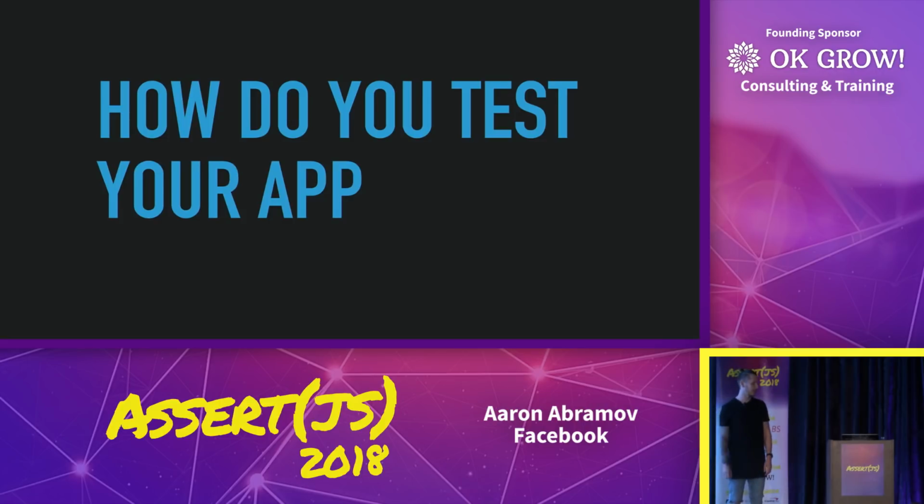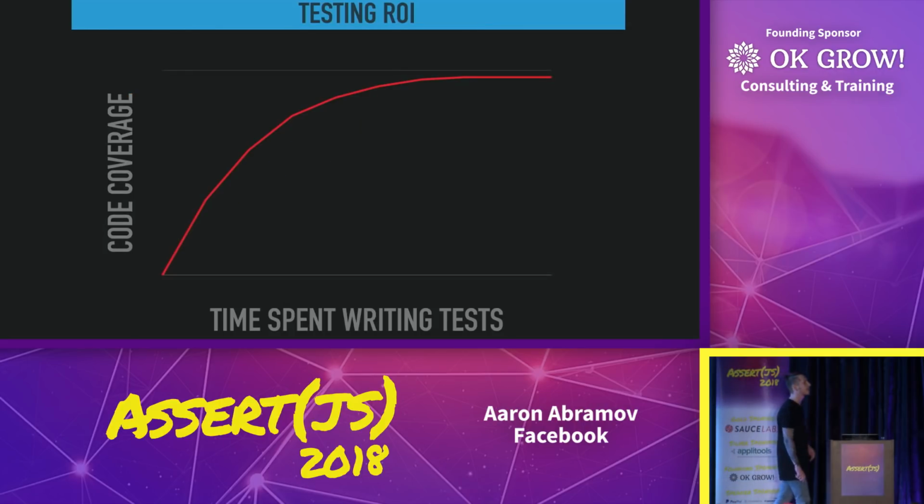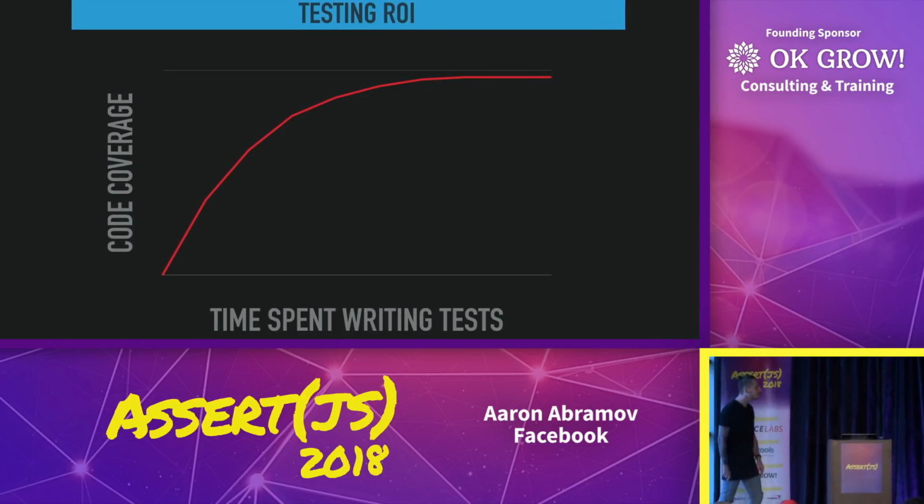So how do we test our apps? I want to start from this chart. This is kind of like a testing ROI. On the x-axis, you have effort or time spent writing tests. And on the y-axis, you have code coverage, which doesn't have to be line coverage. It's more like the abstract code quality that you have when you test your application.